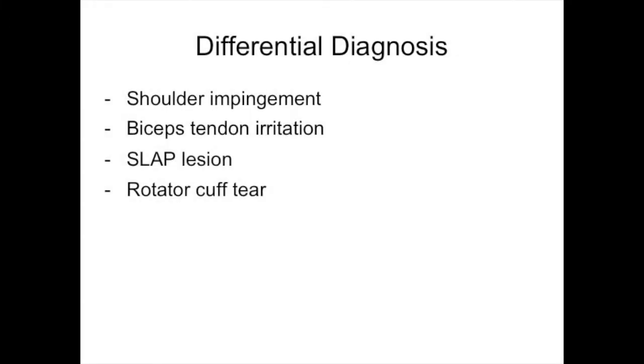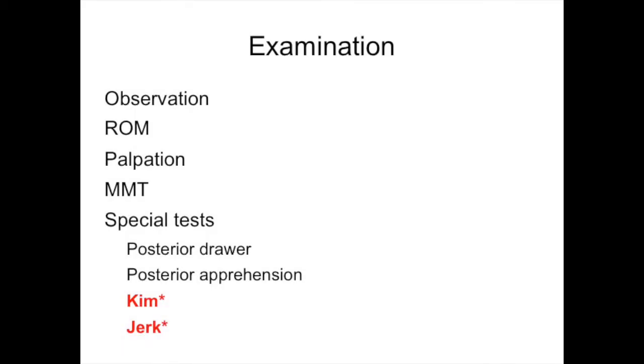Other musculoskeletal problems to consider may include shoulder impingement, biceps tendon irritation, a SLAP lesion, or a rotator cuff tear. The clinician should observe and assess for obvious dislocations, visible asymmetries of the upper extremities, muscle atrophy, and swelling. Active and passive range of motion should be symmetrical. Scapular winging or asymmetrical tracking may also be observed. Crepitus may occur with internal rotation, and the posterior joint line may be tender.